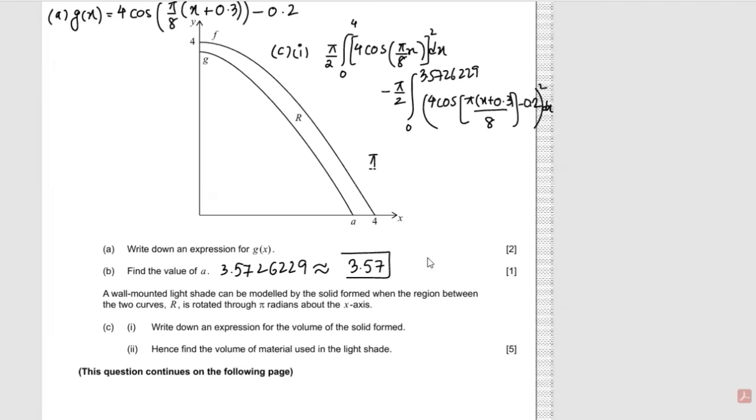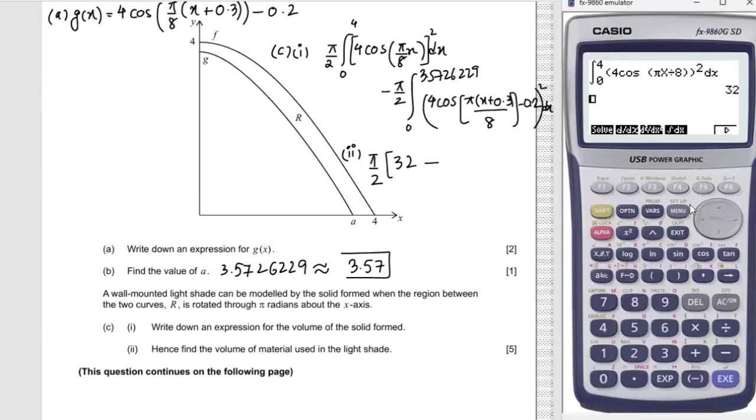So let's take pi over 2 common. The first integral is now 32. Now I need to feed in the second integral, so maybe we can rewrite the new integral. Option, calculate, integral. Limits are this time 0 to 3.5726229, just to be on the safer side. Now I put my function, which is going to be a bit tricky. Let's hope this works out. 4 cos, bracket, shift pi, bracket, x plus 0.3, bracket close, divide the whole thing by 8, and minus 0.2 as well, and now square it.